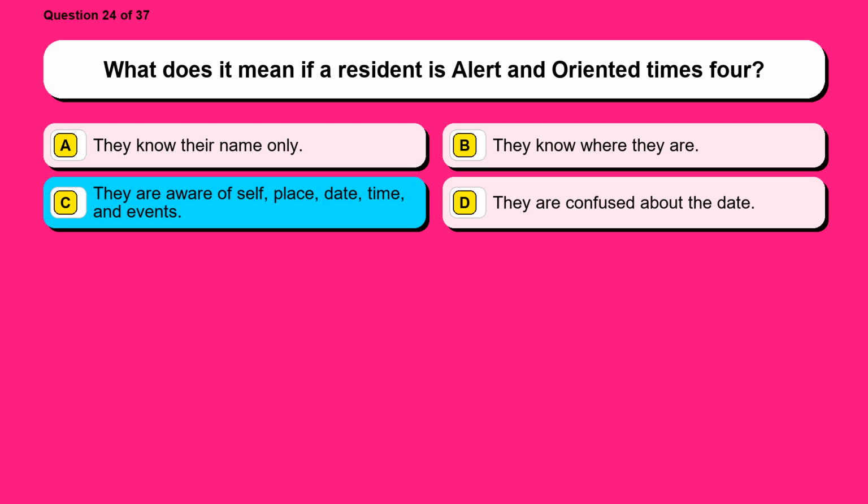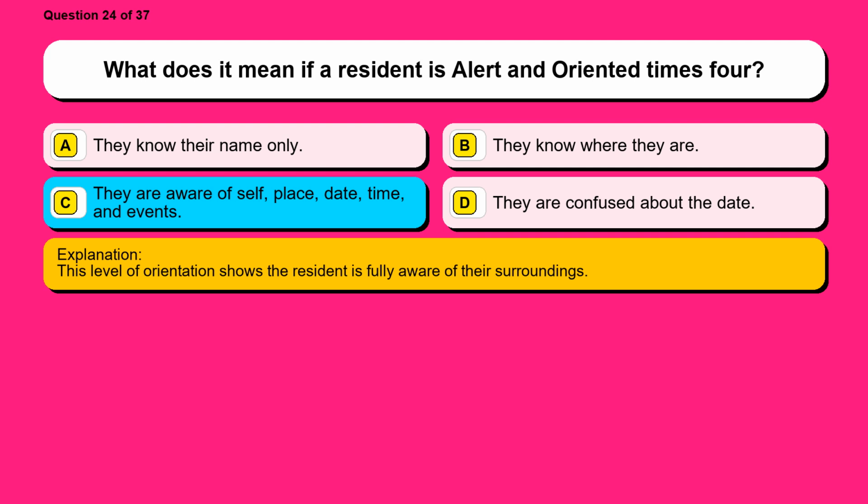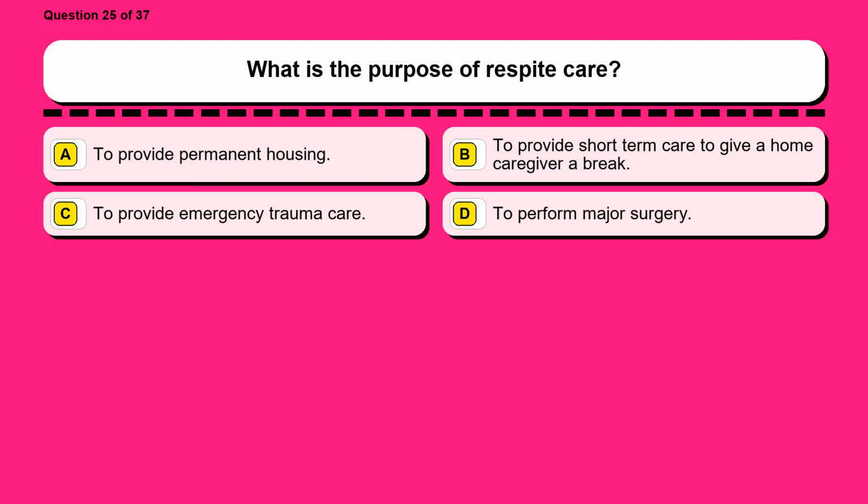The correct answer is option C, they are aware of self, place, date, time, and events. This level of orientation shows the resident is fully aware of their surroundings. Question 25. What is the purpose of respite care?